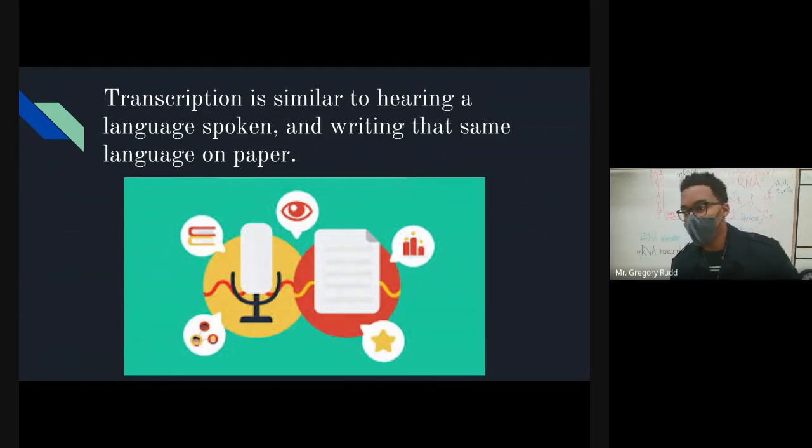So I've always thought about this process of transcription as being similar to hearing a language spoken and writing that same language on paper. So instead of just reproducing it in the same medium, like recording the voice, you're actually going to write it down. So you're transcribing it. It's not coming out in the same way. It came out initially from a voice, and then you actually put it on paper, carrying the same message, and it's written in the same language. This is similar to this process of transcription.